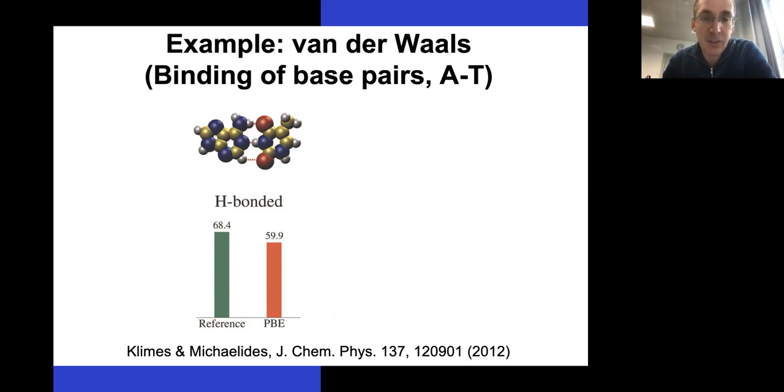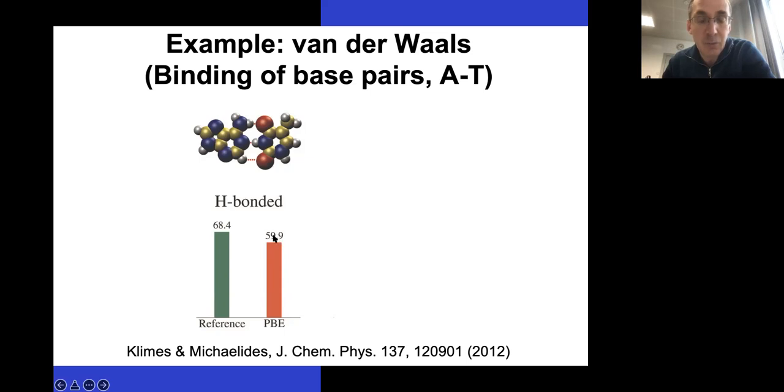So here is an interaction between two gas phase molecules, so two DNA base pairs, so it's an AT complex. And if you do a high quality reference calculation with an explicitly correlated electronic structure technique, so coupled cluster with the complete basis set limit, you get an interaction energy of 68 kilojoules per mole. If you just pick up the most widely used density functional, so a GGA known as PBE, you get an error of about 10%.